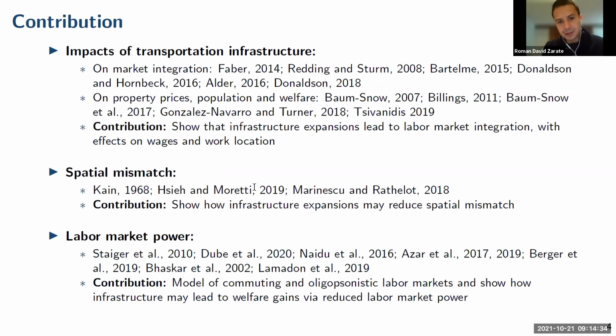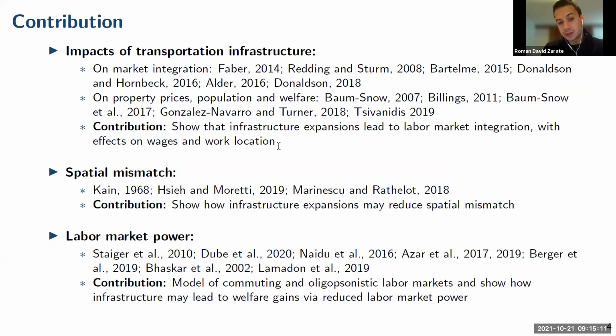Okay, so in terms of the literature, we're going to contribute to 3 different strands. The first one is the impact of transportation infrastructure. There are several papers that have estimated the impact of roads. Antonella is going to show us a paper in which she shows there can be some white elephants. Our contribution to this literature is that these transit infrastructures can also lead to indirect gains via labor market power effects on wages and work location.